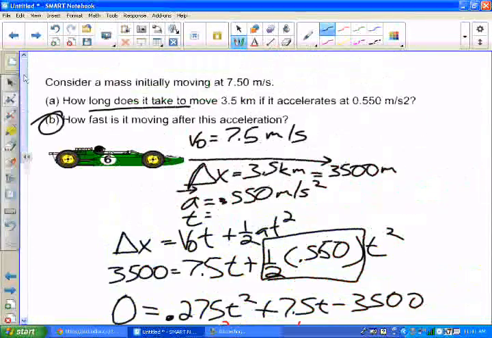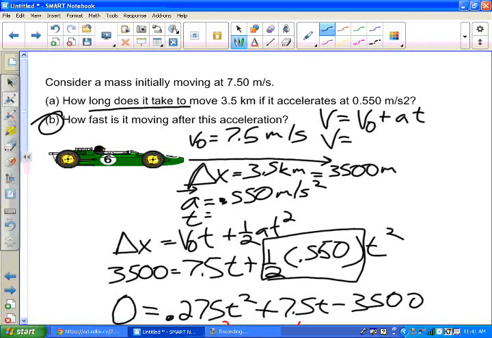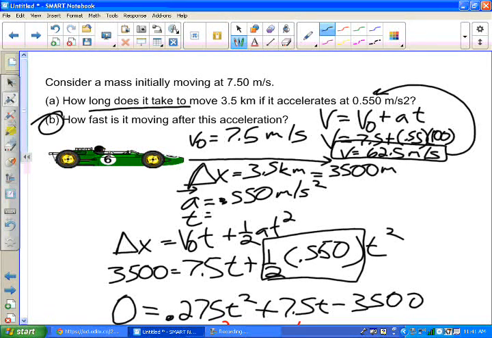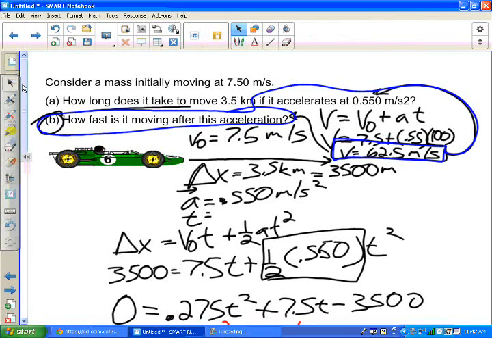Now that's just Part A. So Part A was the time that it took. To find the final velocity, which is Part B, we use a different equation. The final velocity is equal to the initial velocity plus the acceleration times the time. And we just solve for the time, which was 100 seconds. When we plug and chug everything away, we find that the final velocity is 62.5 meters per second. So now we've completely answered the whole question. So it would take about 100 seconds, and our final velocity at the end of it would be 62.5 meters per second.